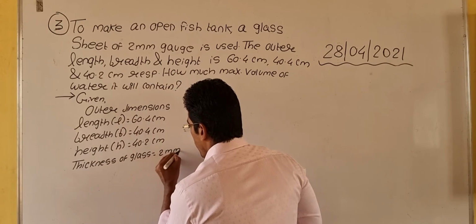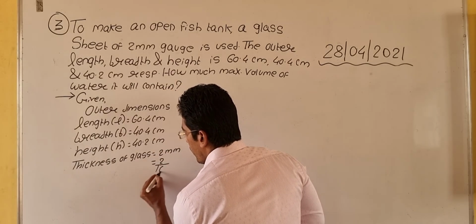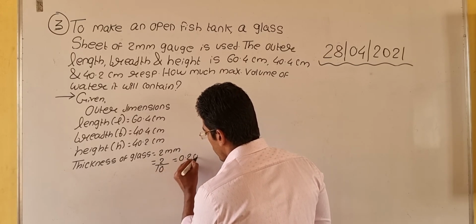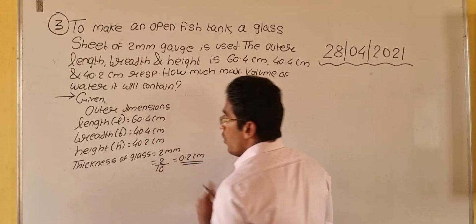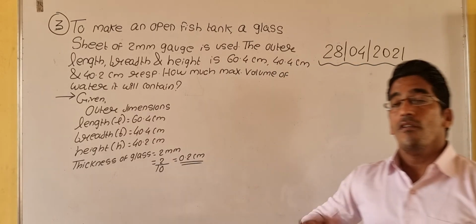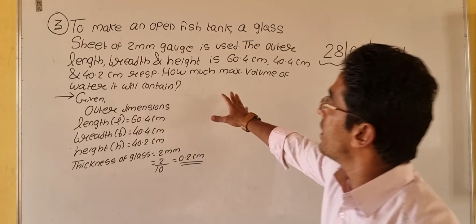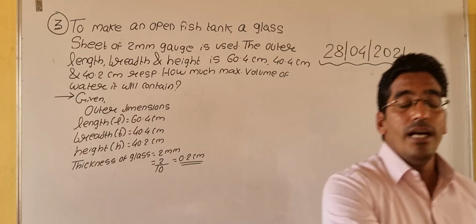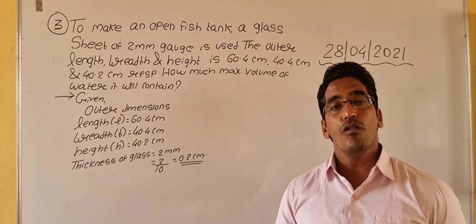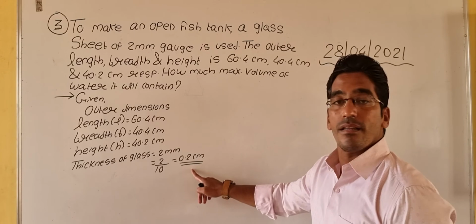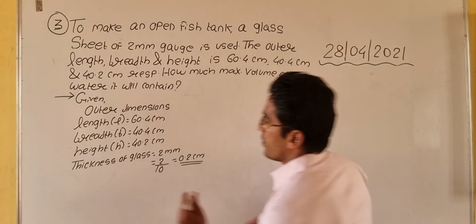2 millimeter, that is equal to, we will convert it into centimeter, so divide by 10, 0.2 centimeter. Now what is the thickness of glass? 0.2 centimeter. Now we have to find out how much maximum water it will contain. So for that we will find out the inner dimension. How to find out the inner dimension? Outer dimension minus the thickness of the glass.